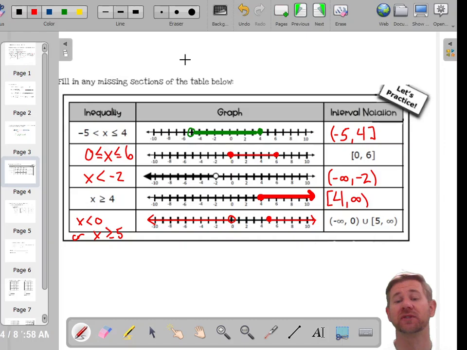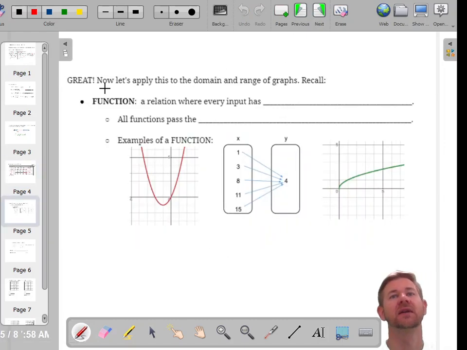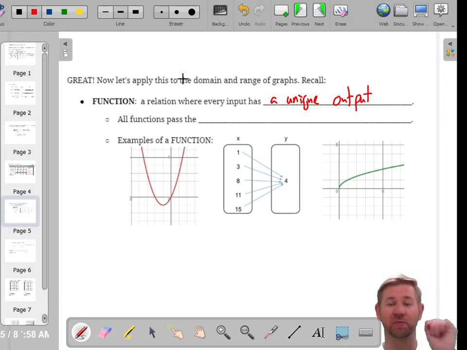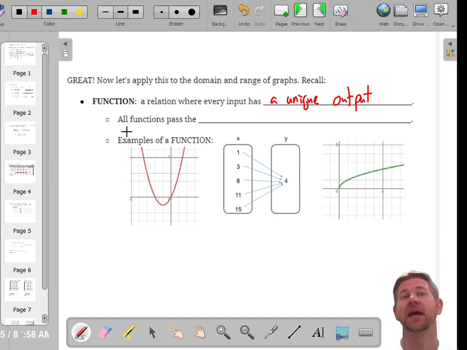Now the last thing we're going to do is talk about domain and range. Well, first we got to do functions, I guess. A function is a relation where every input has a unique output. That means that there's only one output. If I go to a pop machine and I hit the Coke button, every time I push that button, I should get a Coke. If I hit the Coke button and I get a Sprite, something's wrong. Every time I do it, I should get the same output. And all functions will pass the vertical line test.